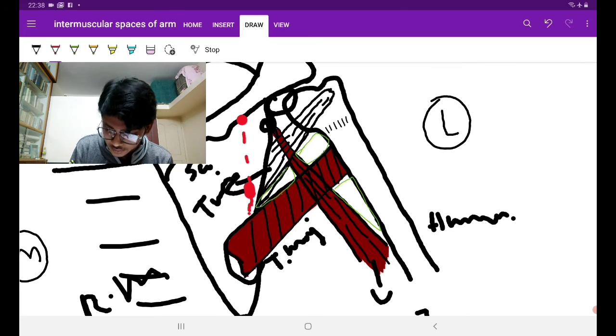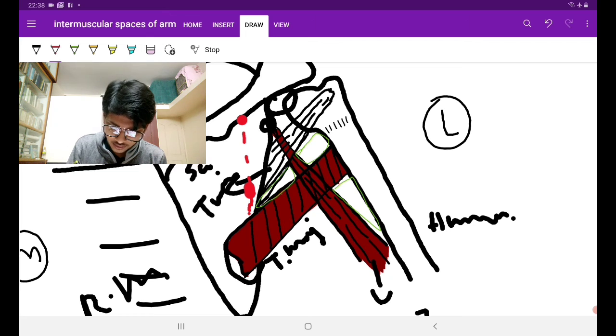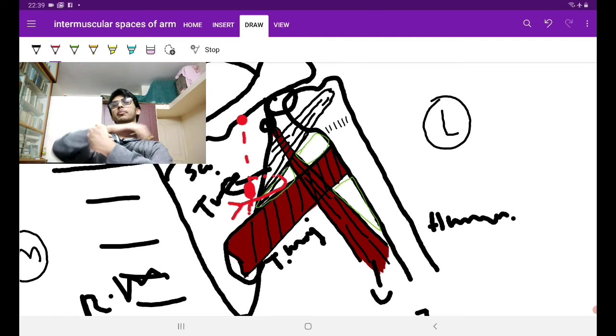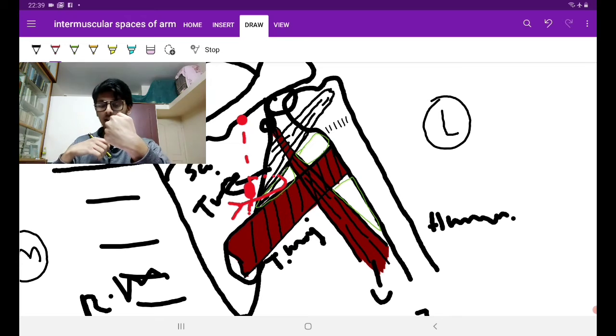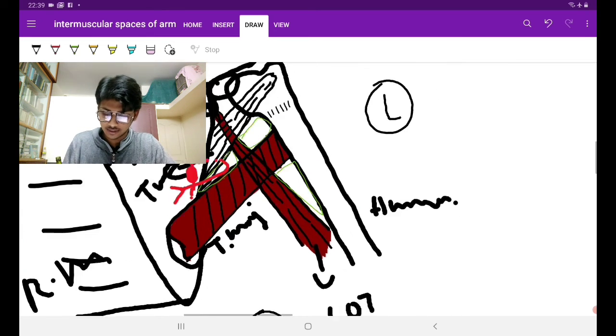So the artery is going like this, na? So this is in the back. So this is in the front. But there's something coming behind, na? A branch is coming behind. Which branch is that? That is the circumflex scapular branch. This one. See, it's coming like this anteriorly, and then it passes over the teres minor muscle and then goes to the posterior aspect. That was the structure.